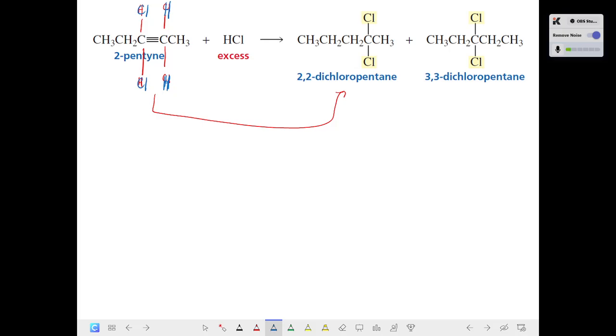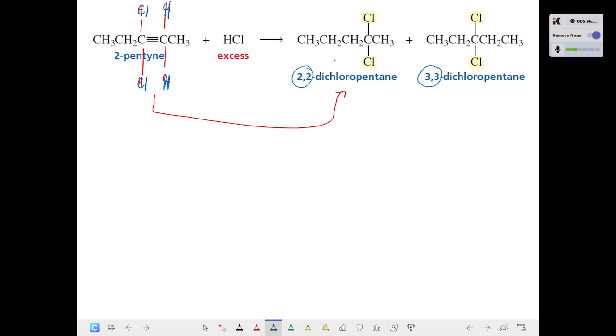So what we observe is the Cl is in the third position, 1, 2, 3. So this is what we will produce. If you have an internal alkyne like this, we have a mixture of geminal dihalides. The only difference is the position of the halogens. Here, the chlorine atoms are located on the second carbon.